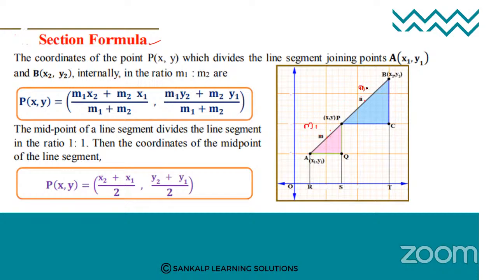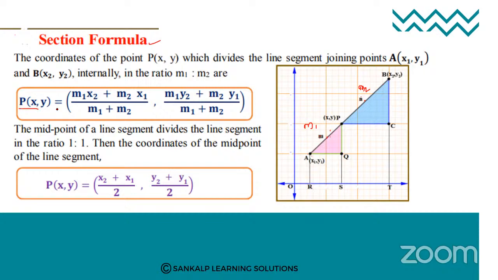Then the section formula will be P(x, y) is equal to m1 into x2 plus m2 into x1 divided by m1 plus m2, then m1 into y2 plus m2 into y1 divided by m1 plus m2. Okay, this is very, very important formula.